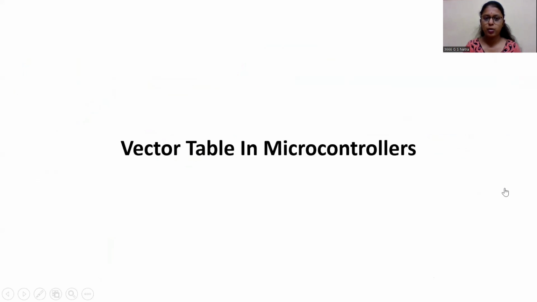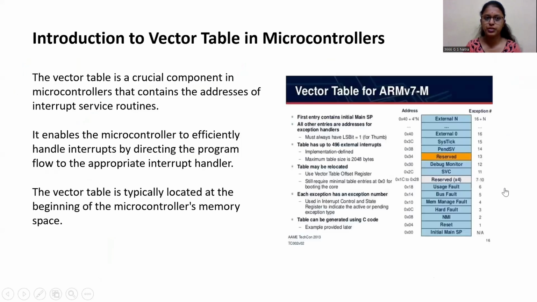Today, let us discuss about vector table in microcontrollers. First, let us go to introduction. Introduction to vector table in microcontrollers. The vector table is a crucial component in microcontrollers that contain the addresses of interrupt service routines. It enables the microcontroller to efficiently handle interrupts by directing the program flow to the appropriate interrupt handler. The vector table is typically located at the beginning of the microcontroller's memory space.